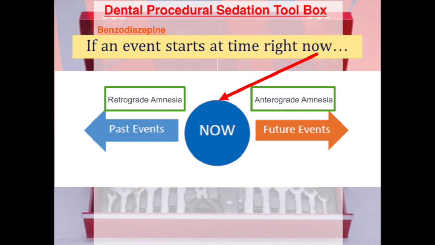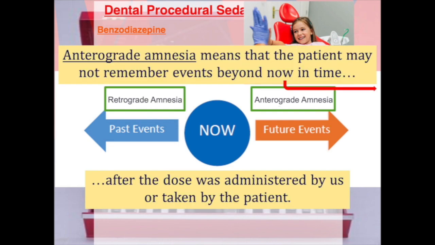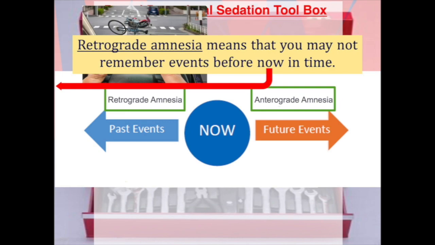Most of the benzodiazepines provide anterograde amnesia, meaning that starting now, if you give them the medication, they may have loss of memory from the moment you put the drug in their IV or they swallowed the pill. It's not guaranteed, but they may have the amnesia from that point forward until the drug is metabolized and then excreted. So time is marching forward. Just make sure you know the difference between these 2 amnesias. I'm sure there's other drugs that provide retrograde, but I don't personally know of them.